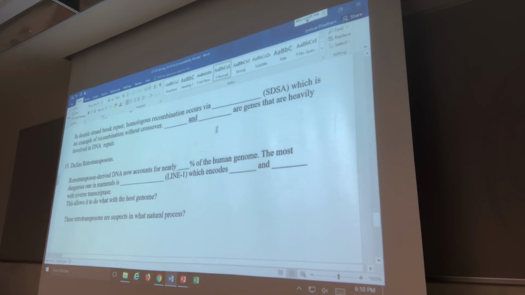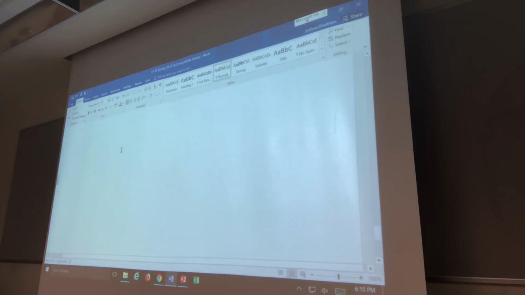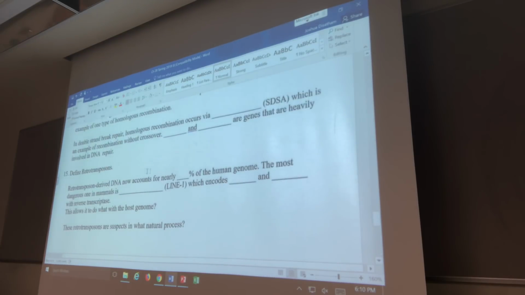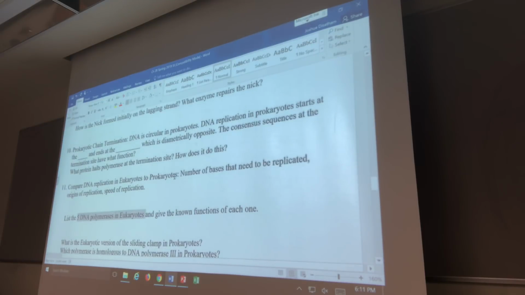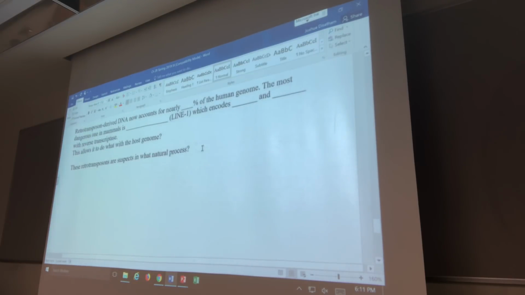We talked about single-stranded break repair, double-stranded break repair. We talked about retrotransposons. That's about everything I could think of in chapter 28. By the time the exam review comes about, if there's more unique things on there, I will talk about it during the exam review, but those are the core things for chapter 28.